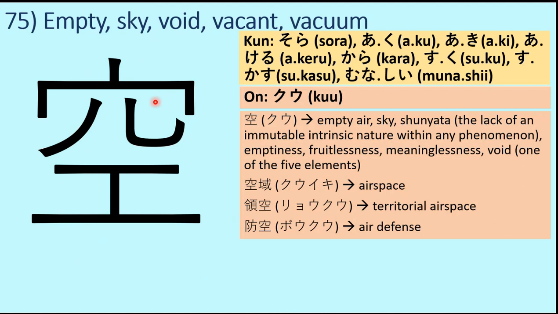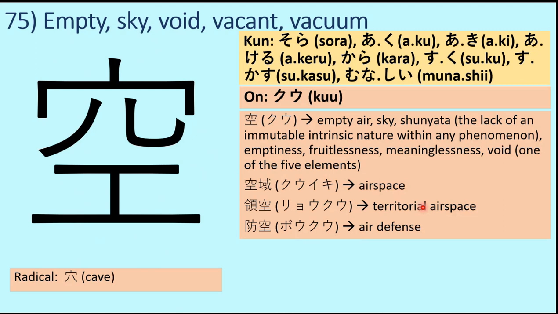On'yomi meanings: this is ku, empty, air, sky. In India or Sanskrit, we call it shunyata, that is the lack of an immutable intrinsic nature within any phenomenon. Emptiness, fruitlessness, meaninglessness, void, one of the five elements as well. Then we have kuiki. Kuiki means airspace. Then we have ryoku, which means territorial airspace. And we have boku. Boku is air defense. All these three are related to Air Force activities.